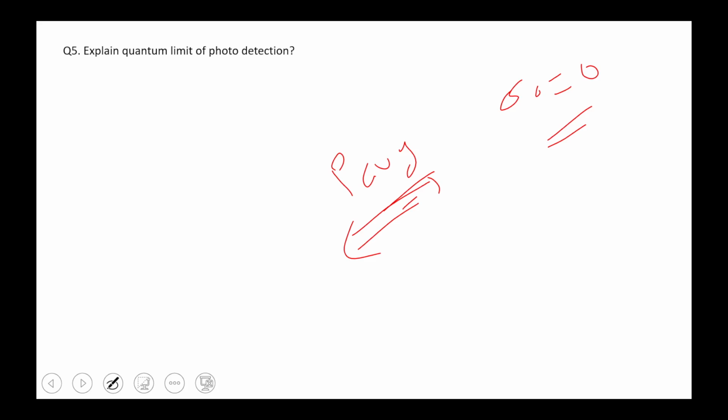Detection means we use it on the receiver side. Photo means the photon will be detected through the photodetector. In the last lecture, week 7, we already explained the photodetector, how it works, and the principle by which a photodetector works. So you can go through that. If someone missed that class, I already put that video on YouTube also, so you can go through that video.